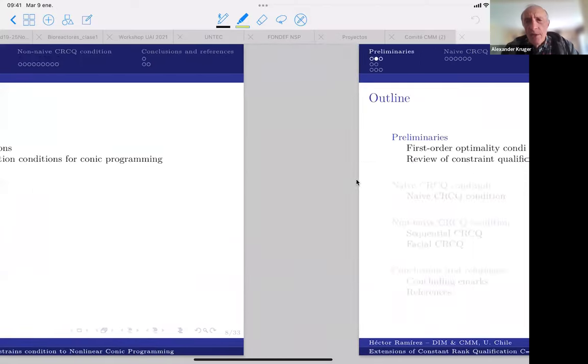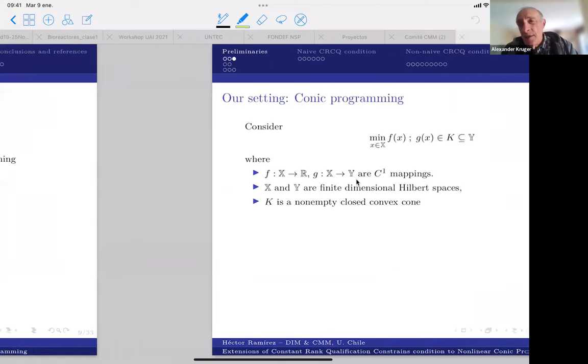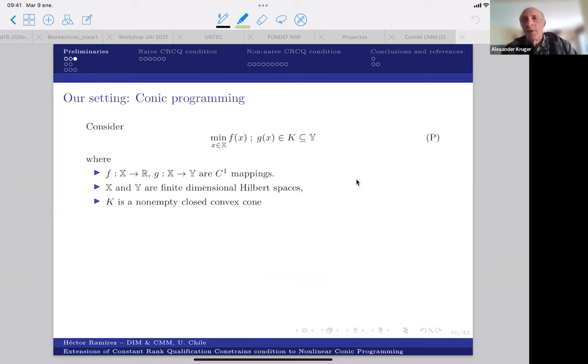But plenty of publications in the 1970s, 80s, with people using some cones, but the terminology conic programming came into life later. Can you approximately say when it happened? When did people start talking about conic programming? Yeah, it's a good question.